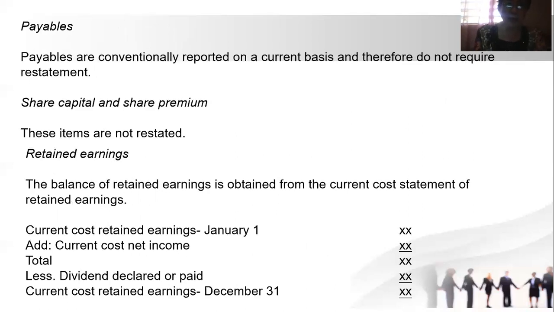Payables are conventionally reported on a current basis and therefore do not need restatement. Share capital and premium are not restated. The balance of retained earnings is obtained from the current cost statement of retained earnings. So we have the current cost retained earnings beginning, we add the current cost net income, and we deduct the dividends declared or paid. So we have now the current cost retained earnings at the end of the period.